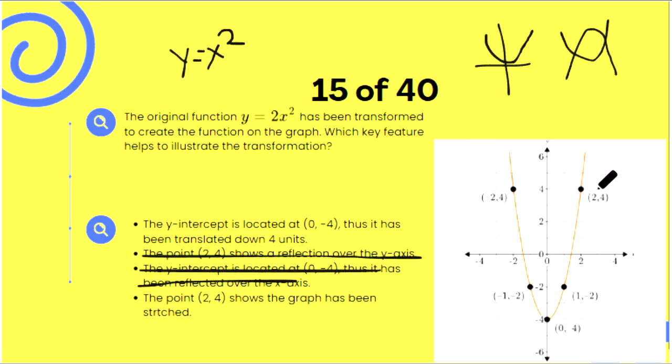The point 2, 4 shows the graph has been stretched, okay? Stretching means it gets fatter or it gets skinnier. That's a possibility, but the obvious answer here is that it's been moved down. So this is going to be your correct answer. It may have been stretched. I can't tell without looking at a parent graph, but we can guarantee that this happened. So this is going to be your correct answer.